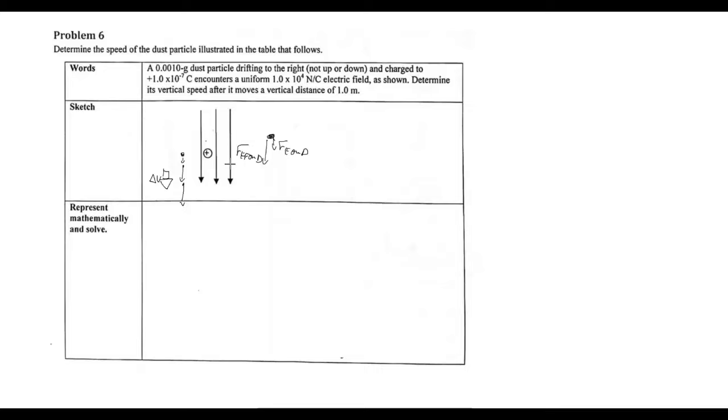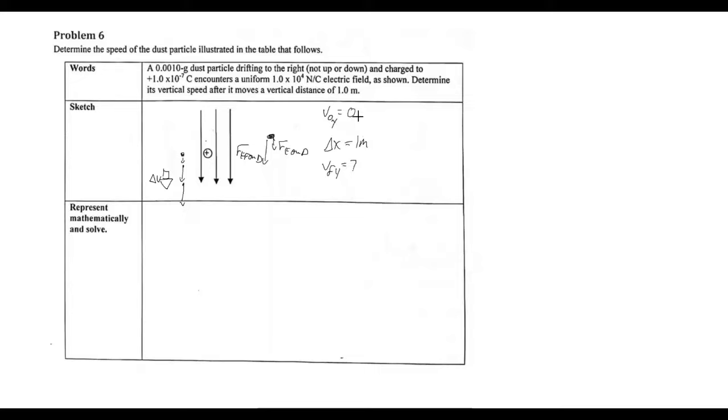pointing down, which means that to find out its final velocity at a given position, we have to use a kinematics equation. Well, we know that v initial y is equal to 0 because it says it's not moving up or down. We know that we have to find its acceleration using some clever force diagrams, and we are looking for its final velocity after it has moved a distance of 1 meter. So after delta y is 1 meter.